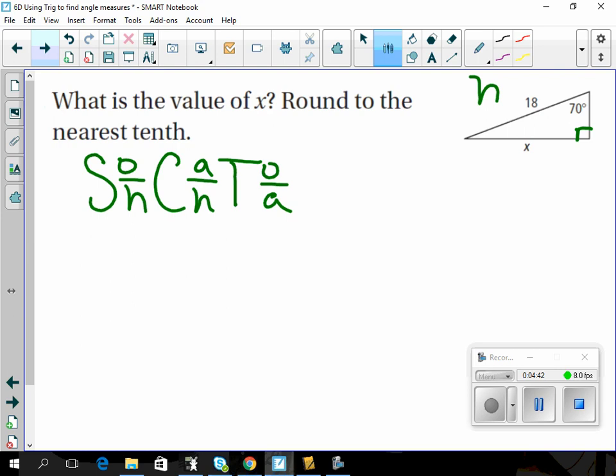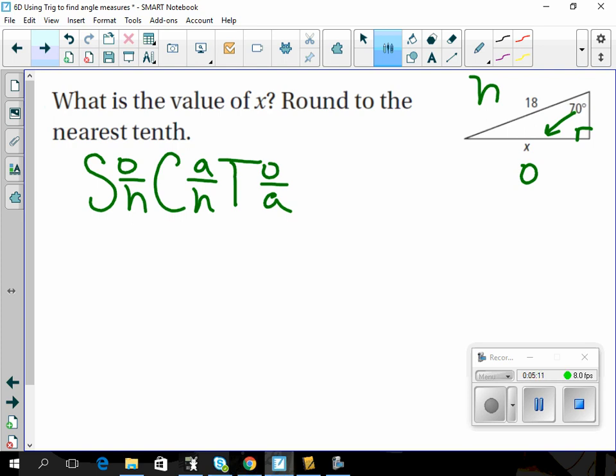Good so far? All right. How about the x? It is the opposite because it's across from the 70. Do you agree? So that's my opposite. The side over here on the right would be the adjacent. It's touching angle 70, right? That's your adjacent side. But we don't need to label that. We only want to label what we need.